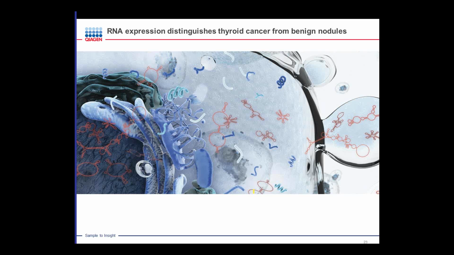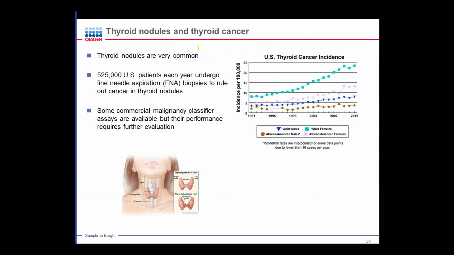So in the few minutes that I have remaining, I just want to go over an example of using sort of a combined approach to look at RNA expression as a biomarker. And this example is done by a couple of people in my lab looking at thyroid cancer. Thyroid nodules are very common in the U.S. population. There are over 500,000 fine needle biopsies done every year, and these are examined essentially histologically to decide whether that nodule is cancer or if it's benign.